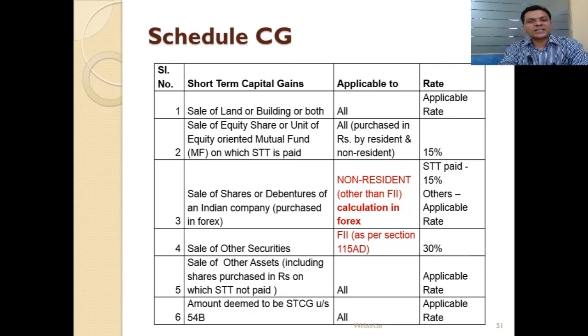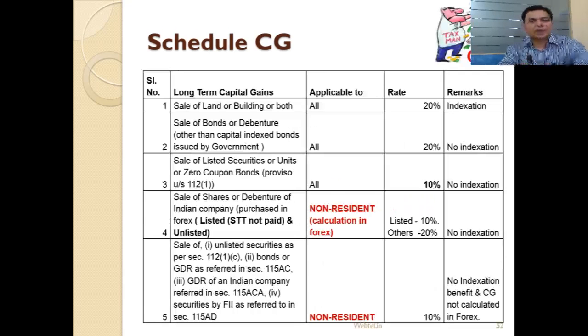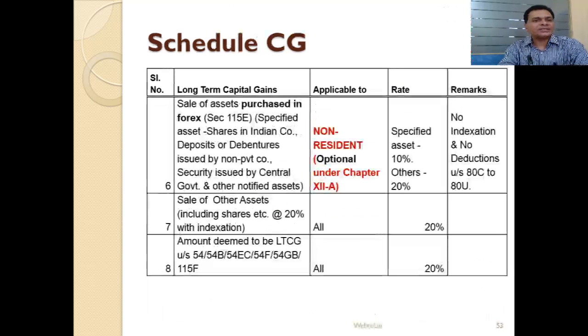Similarly, for long-term capital gains, there are 8 heads under which you have to show. Again, land and building needs to be shown separately. Bonds, debentures need to be shown separately. Listed securities, coupon rates, etc. Then items 4, 5 and 6 are applicable to non-residents only. 7 and 8, sale of other assets and amount deemed to be long-term capital gains may be applicable to any assessee. Please ensure you are giving the correct information under each head, otherwise there could be double taxation, etc.